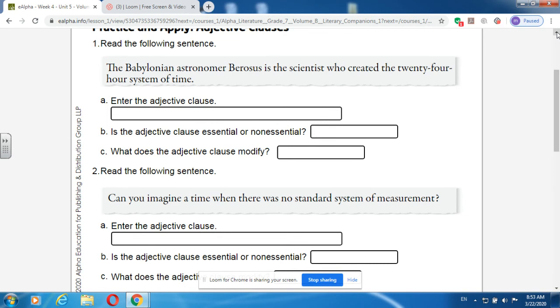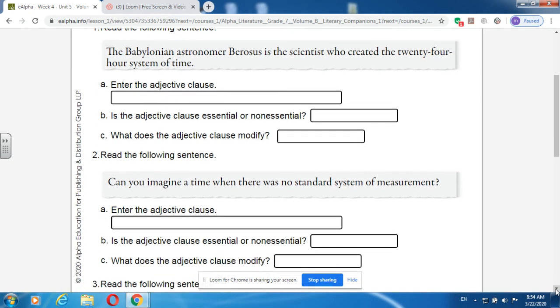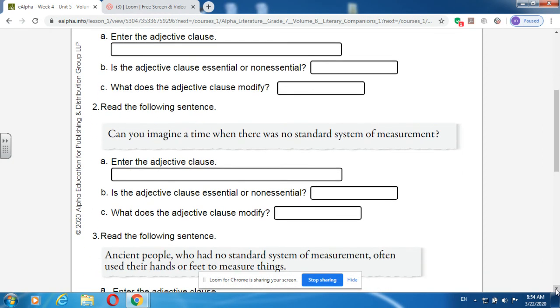Number one. Read the following sentence for number two. Can you imagine at a time when there was no standard system of measurement? Enter the adjective clause. Is the adjective clause essential or non-essential? What does the adjective clause modify?